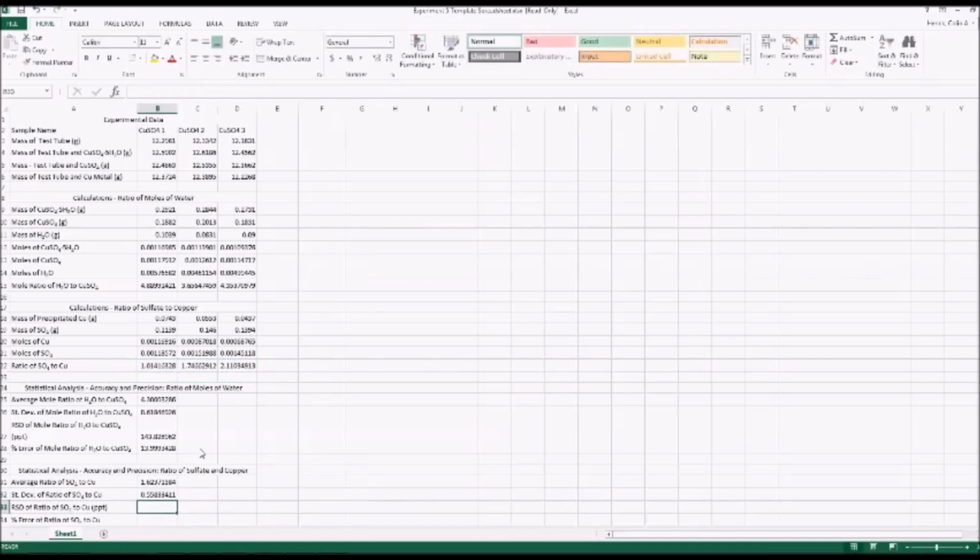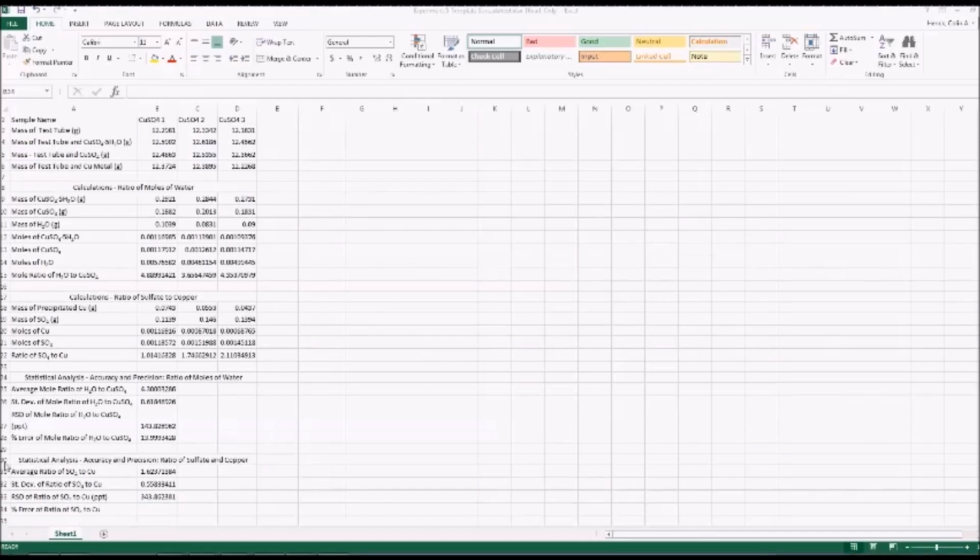To find the relative standard deviation, we take the standard deviation, we divide by the average, and because we want it in parts per thousand, we multiply by 1,000. Here, you can see that this relative standard deviation is even greater than the relative standard deviation for the ratio of water to copper. This means that there is even less precision in the ratio of sulfate to copper than there is of water to copper sulfate.